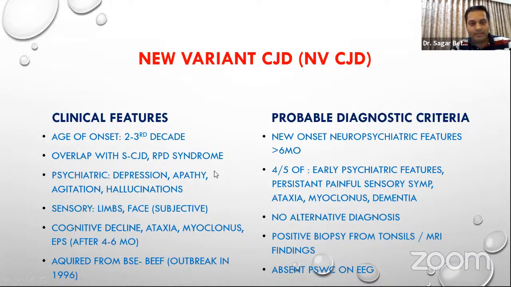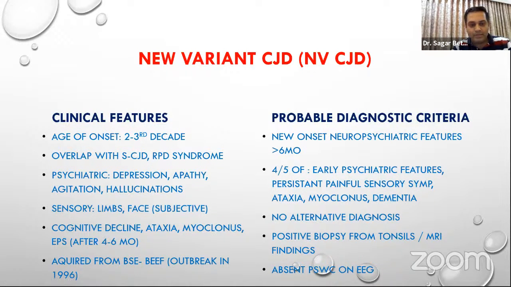Discussing new variant CJD, which we commonly call variant CJD, the age of onset is earlier compared to sporadic CJD, in the second or third decade. The symptoms in general overlap with sporadic CJD, like a rapidly progressive dementia syndrome, but the hallmarks of initial presentation are psychiatric features and sensory features. In psychiatric, the most common feature in 80 to 90% of cases is depression and withdrawn behavior, flattened affect, which is apathy, sometimes agitation, hallucinations, and vague tingling and painful symptoms on the limbs and face. But objective findings are less commonly demonstrable. It is more of a subjective complaint rather than an objective examination finding.